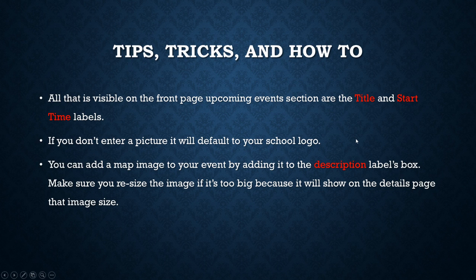So, tips, tricks, and how-to. All that is visible on the front page upcoming event section are the title and start time labels. If you don't enter a picture, like I said before, it will default to your school logo. You can add a map image to your event by adding it to the description label box. If you wanted to add an image there, you add the image and then you would have to add a link on there if you wanted your users to be able to click on that and see a full-size image of your map or whatever image you put in there. Also make sure that you resize the image that you put in the description, because if it's too big, it will show on the details page as really big.